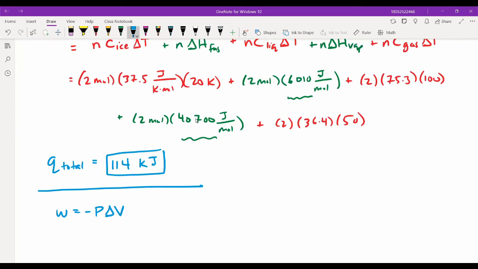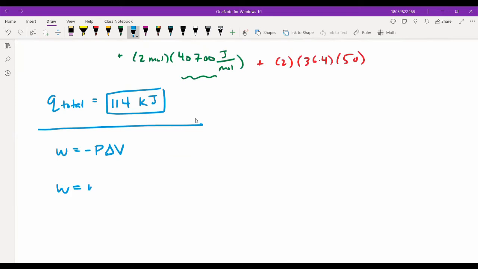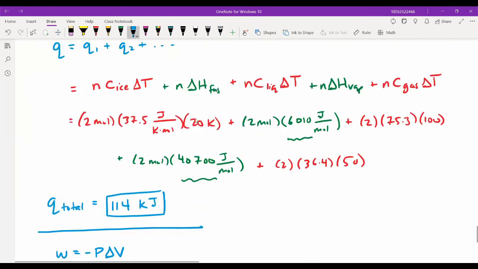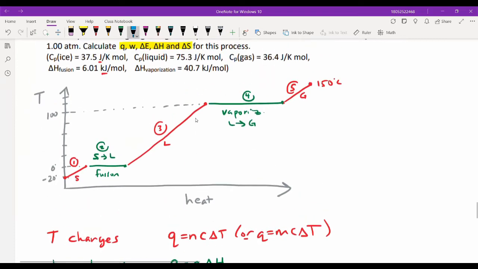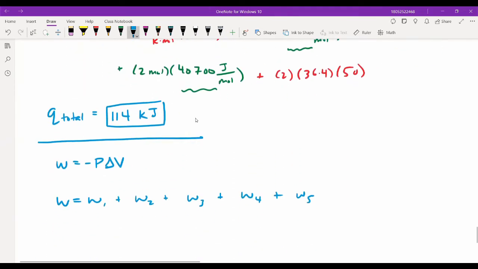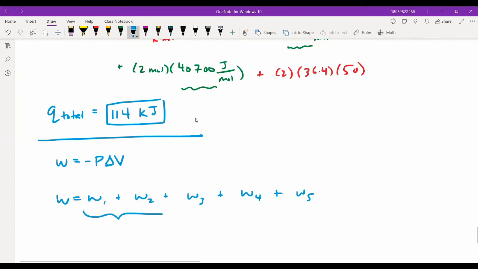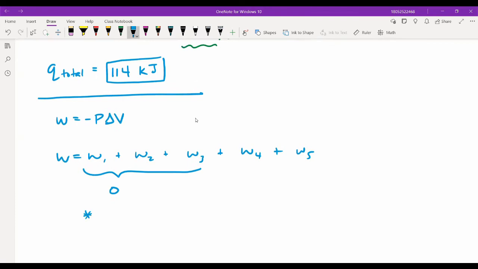So when we break this down in terms of the different steps of this process, when we're heating up the sample of ice, it's not really changing volume. Even melting the ice to liquid, not really much of a volume change. Heating up the liquid, same, not much of a volume change. So steps 1, 2, 3, we're assuming because the volume change is so small, this work is going to be negligible. So assume no volume change.